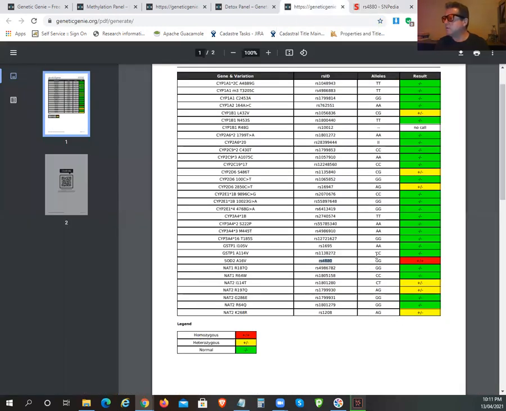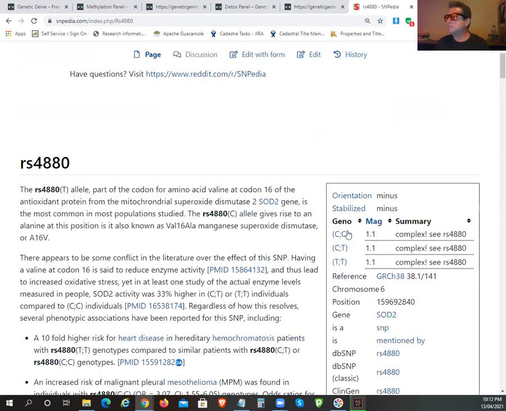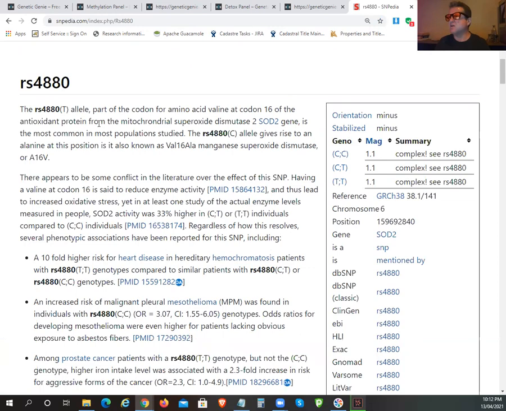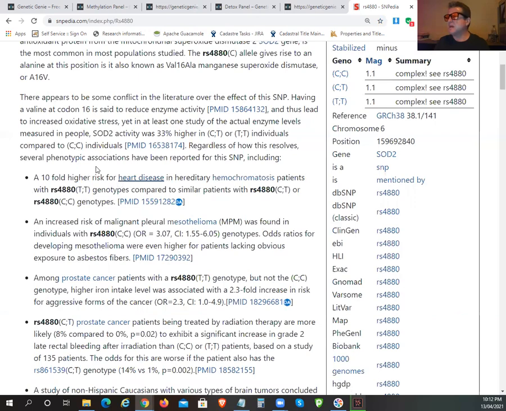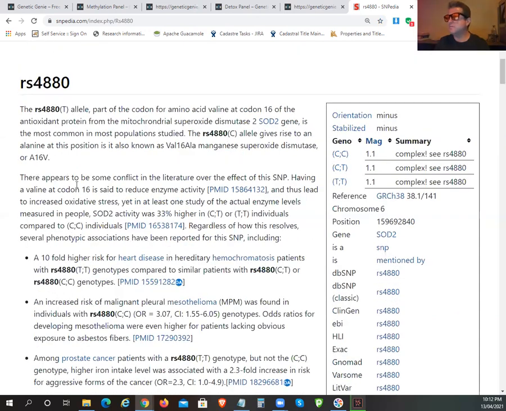So mine was GGCC. So TT is AA, just for those who are basically trying to work things out. In that regard, I'll just go through. Superoxide dismutase 2 activity was 33% higher in CT and TT individuals compared to CC.